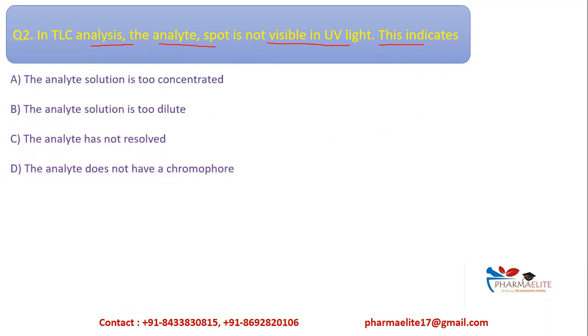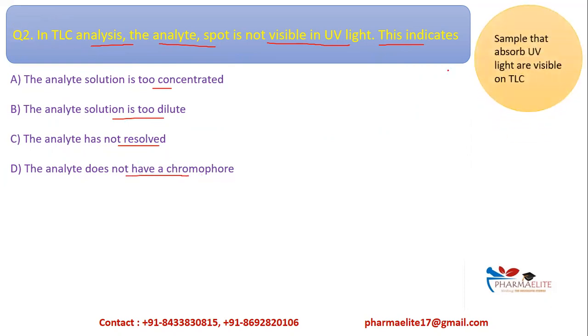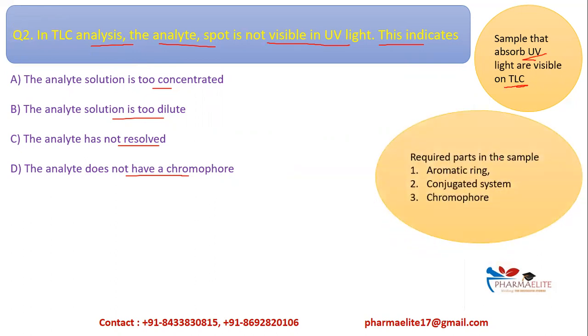Options: the analyte solution is too concentrated, the analyte solution is too dilute, the analyte has not resolved, or the analyte does not have a chromophore. Remember, any substance or sample that absorbs UV light will be visible on TLC. And for a substance to absorb UV light, there are certain key requirements. What are the requirements in the sample?